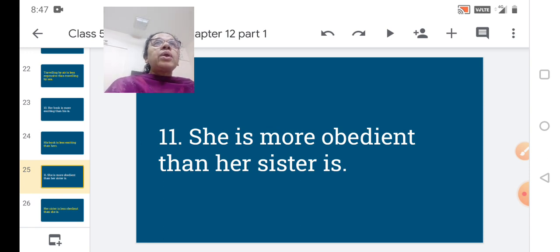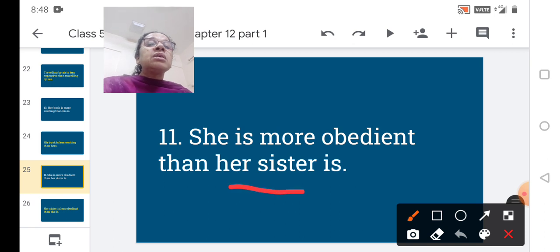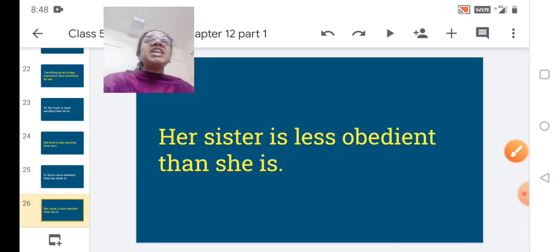Okay, the next one. She is more obedient than her sister is. What is the next sentence? She is more obedient than her sister is. Which is the latter part of the answer here? Her sister is. So, we are going to begin this with her sister is less obedient than, just have a look, than she is. Her sister is less obedient than she is. Written, students?